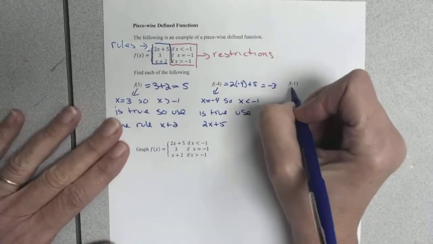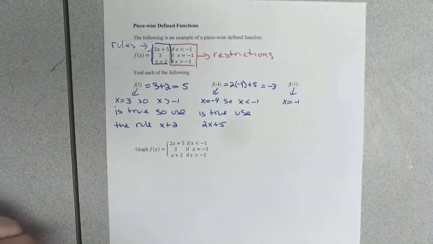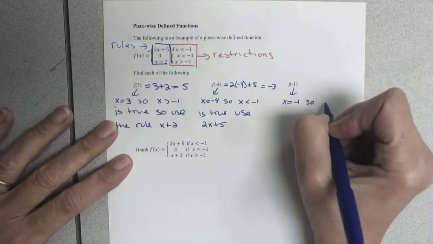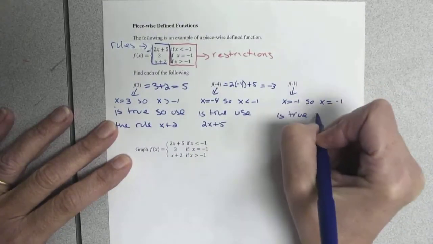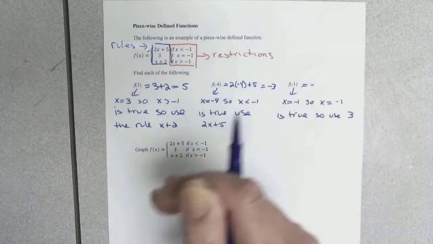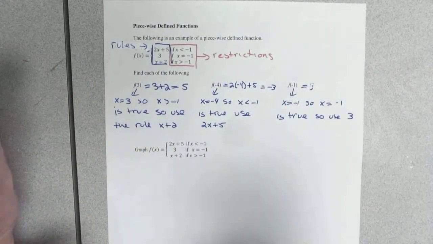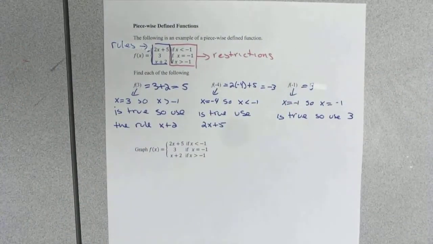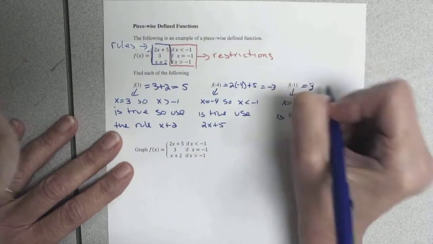And then finally, there's my x value. So x is equal to -1. And so very obviously, x equal to -1 is true. And so we use 3, which means that f of -1 is 3. So there was just a quick review of how we pick which branch of the function to use each time.